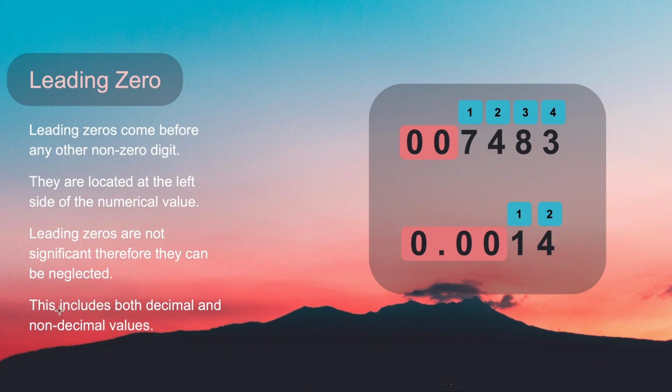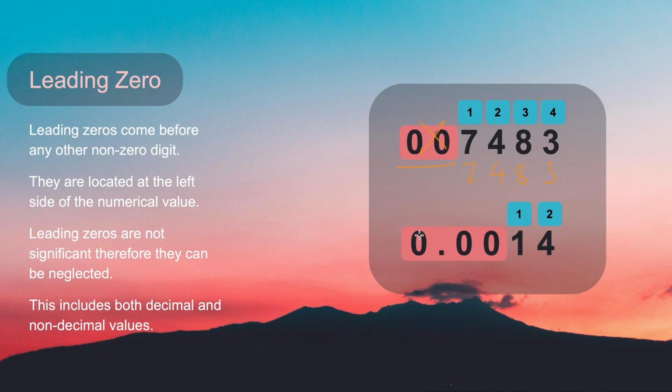And these include both decimal and non-decimal values. So here we can say that zeros at the start are not considered significant. Even if you neglect them, you can still write the same value, so there's no need for including these zeros.